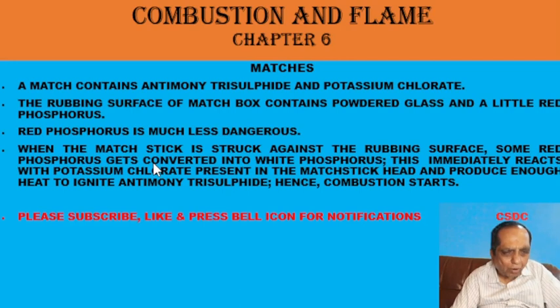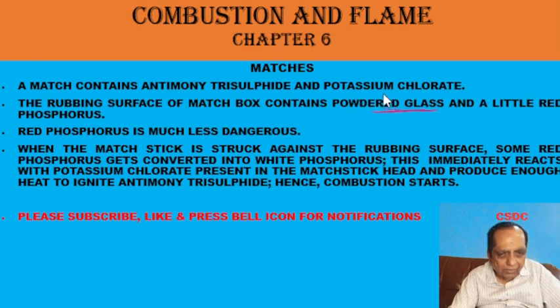Now a very small topic, I thought I will explain to you how a matchstick burns. A matchstick has two parts, one is the stick and the other is the rubbing surface, which is on the sides of the box. Now the match contains antimony trisulfide and potassium chlorate, whereas the rubbing surface contains glass and red phosphorus. Glass is used to increase the friction so that heat energy gets released. Now with this heat energy, red phosphorus gets converted to yellow phosphorus.